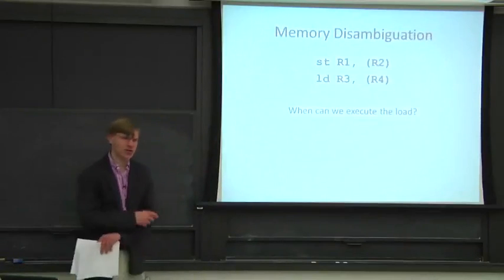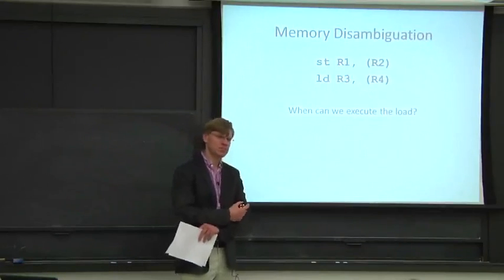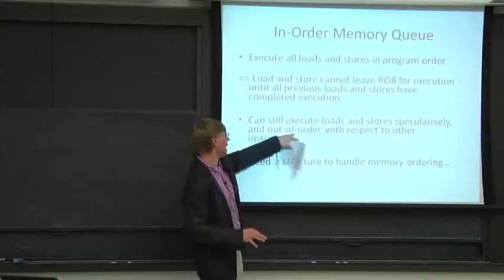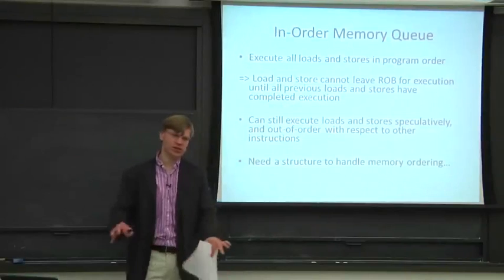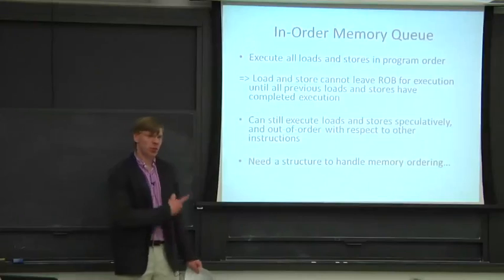So how do we go about trying to solve this? Up until this point, in our pipes, we've said, okay, loads and stores are in order, because that can solve these problems. So let's say we just execute all loads and stores in order, and we can still allow other instructions to move around it. So it's out of order relative to other instructions, but we have in order memory instructions. And that's going to guarantee that we're not going to have any problems. But we're leaving performance on the table here.